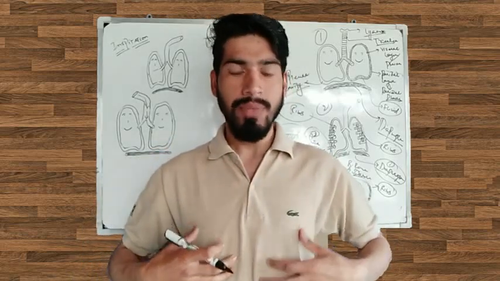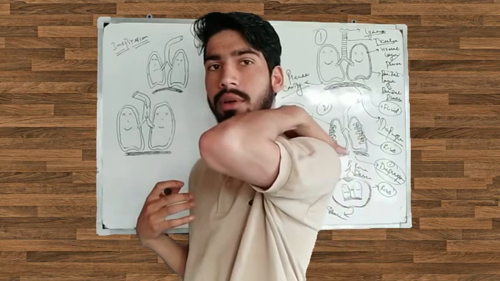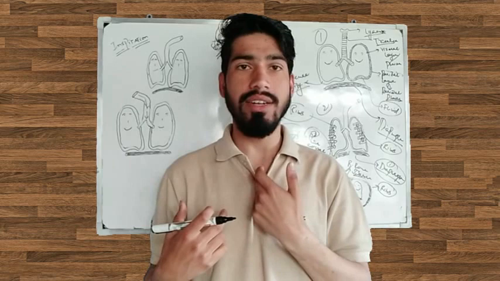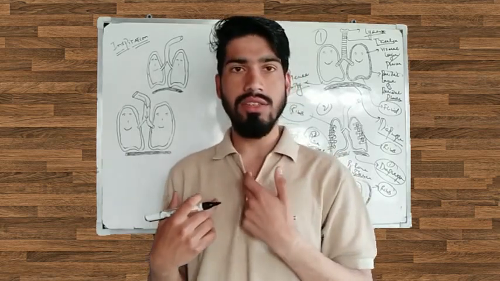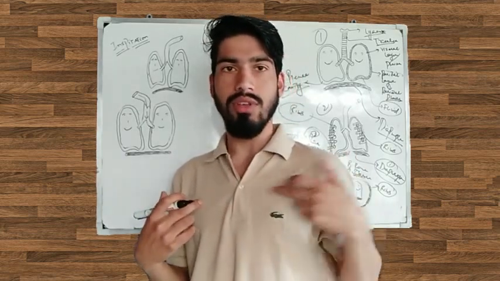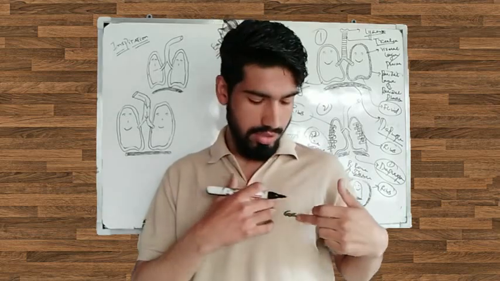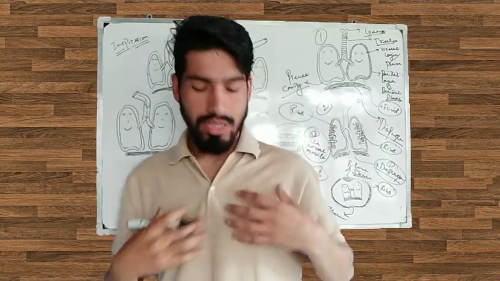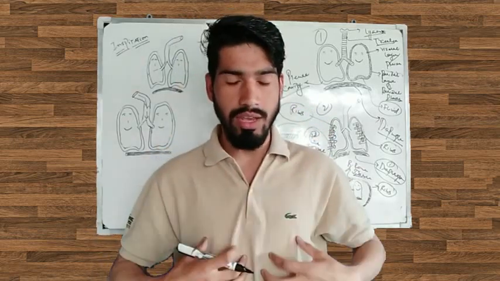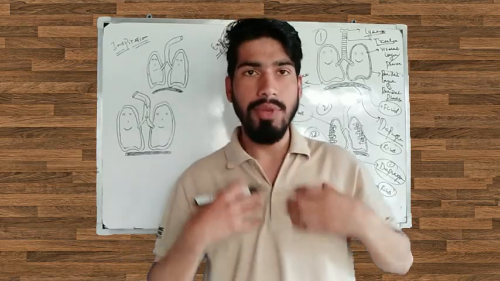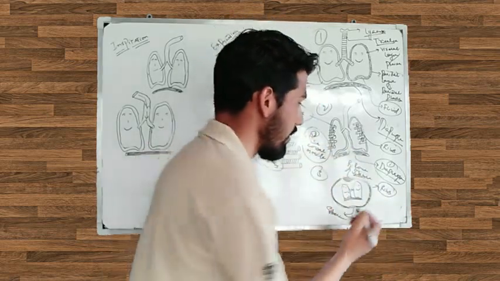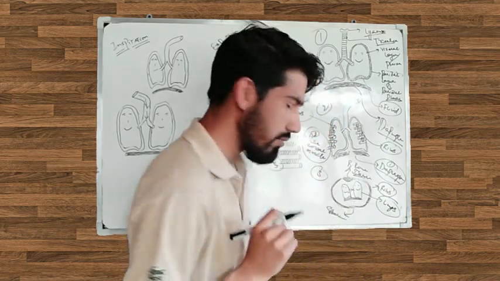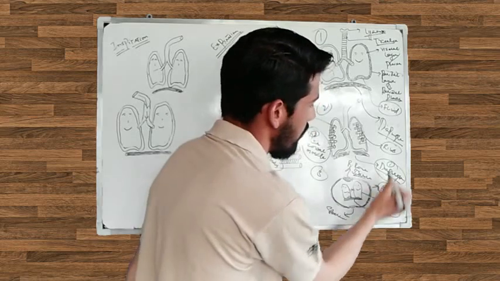These ribs are connected to the backbone, and there is another bone called the sternum, which is also connected to the ribs. The cavity inside is known as the thoracic cavity, and within the thoracic cavity the lungs are present. These are the lungs. There is also the diaphragm.